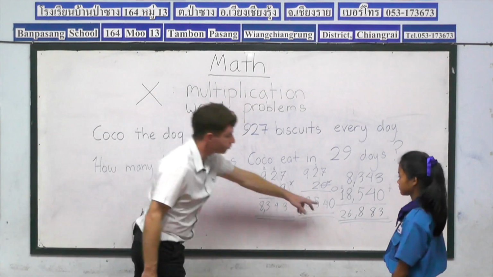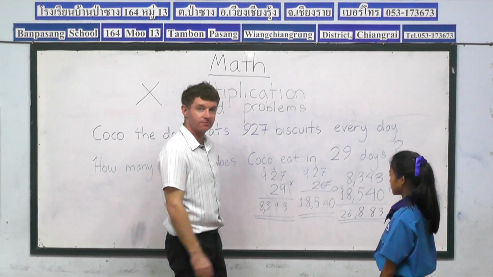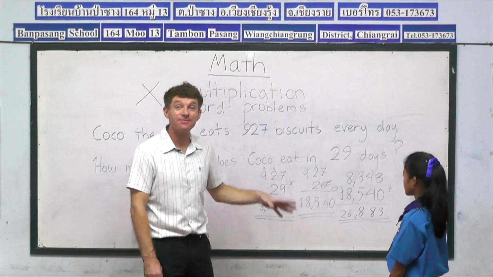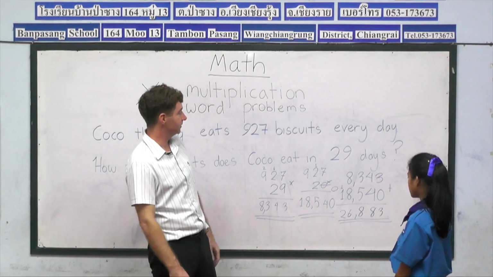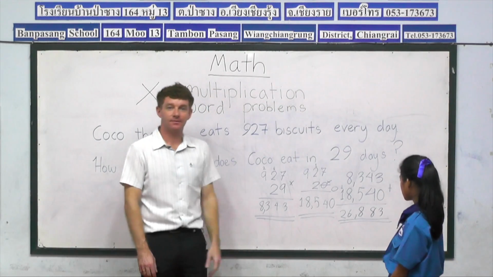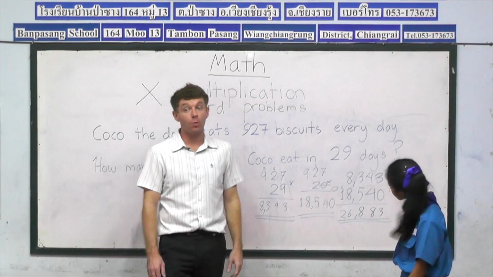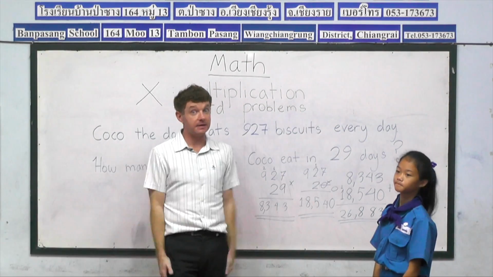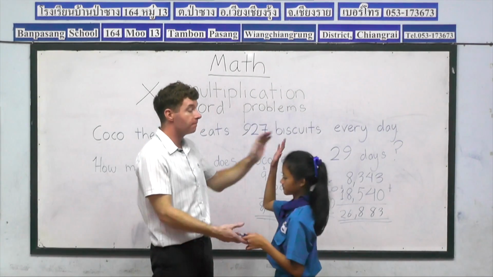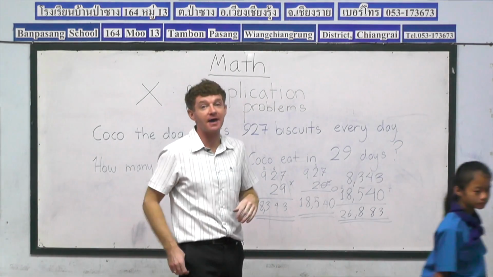eats 26,883 biscuits in 29 days. Wow, no wonder Coco is so big if he eats all them biscuits. Down, that was brilliant. High five, big round of applause for Down, please, guys.